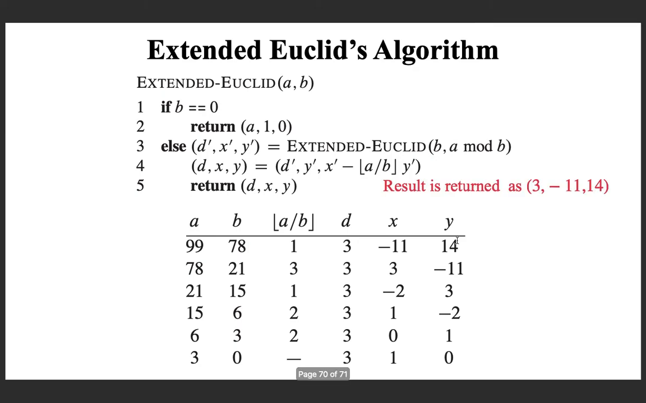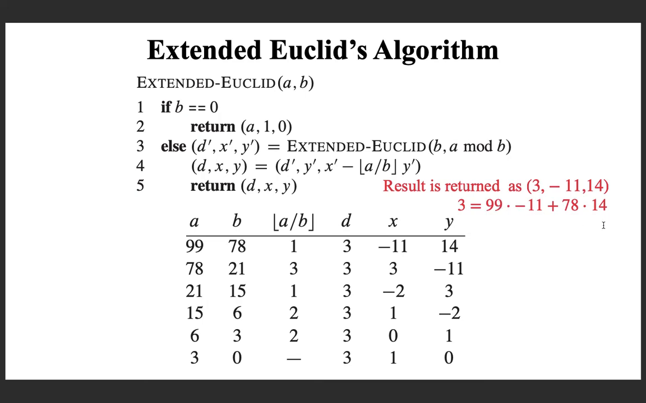So the algorithm returns the triplet as 3, minus 11, 14, and you can verify that the GCD 3 can be written as the first argument multiplied by the value of x, which is minus 11, plus the second argument multiplied by the value of y, which is obtained as 14. And from theorem 2 we know that 78 and minus 11 are the values of x and y which will give you the smallest positive value for ax plus by.